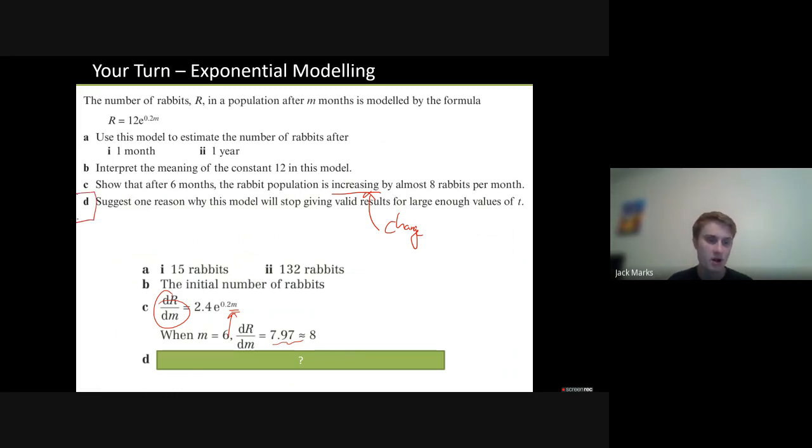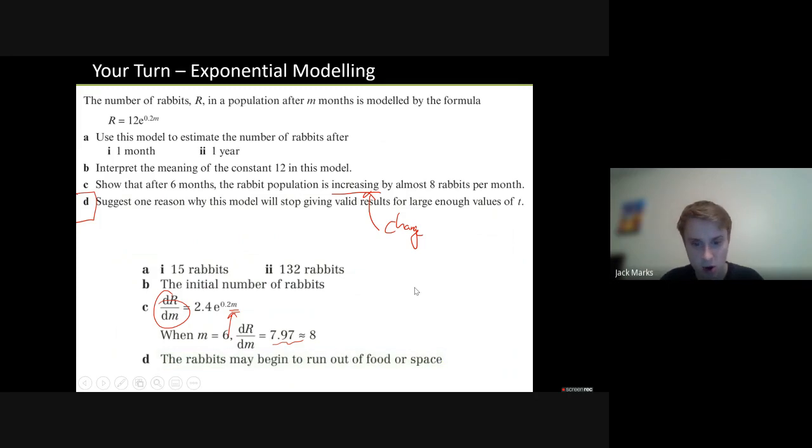Finally, a very common part of the A-level that they love to do, and to get good at this, you need to just read the context and really understand what's going on. Suggest one reason why it will stop giving valid results. When values get very large, why would this model not work? Well, exponential growth in the long term can be unrealistic, okay? That's often a good idea to write down. In context, the rabbits may begin to run out of food or space. So there you go. Those are some reasons why exponential growth in the long term might be unrealistic.